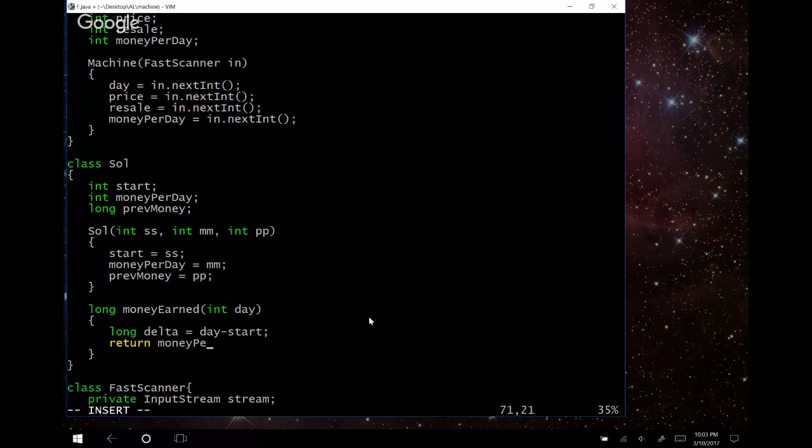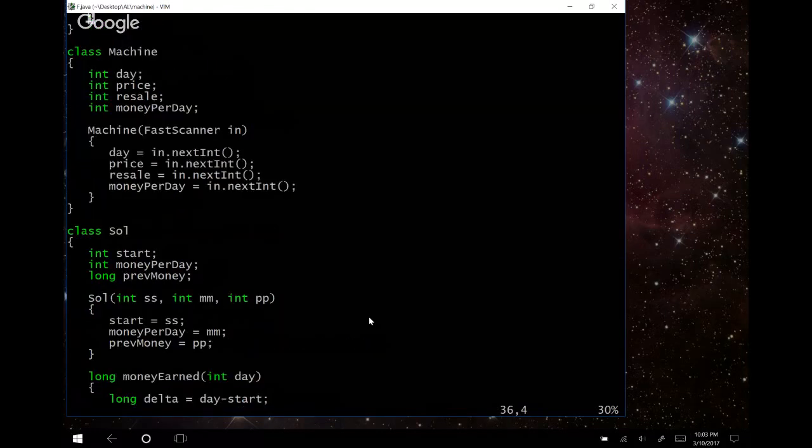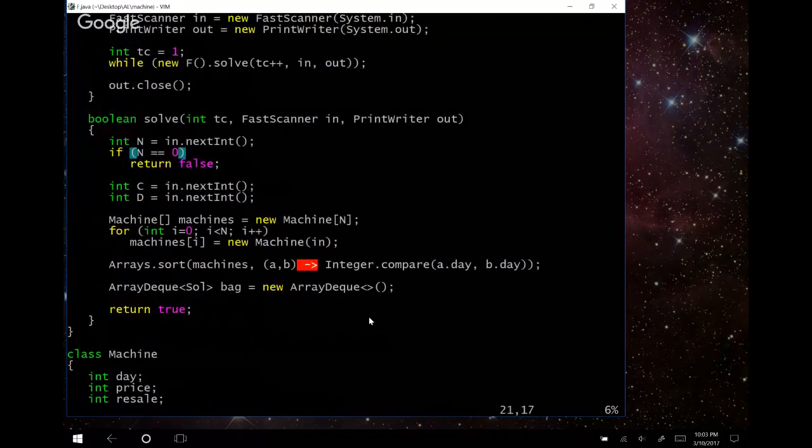So we'll do money per day multiplied by this value plus the previous money available. Okay. And this is the total money earned if we sold the machine right now on that day. Once we have that information, we can get the answer. Okay, so let's run our algorithm to figure out what the optimal solution is.